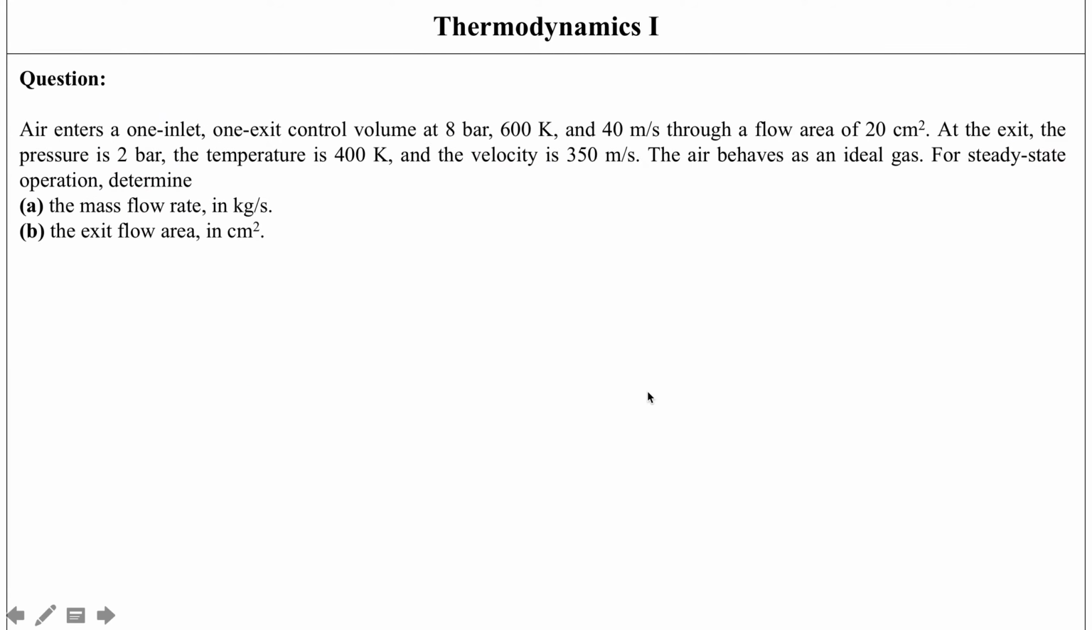Moving on though, I'm going to go to the next question now. And now you've got a case where you've got air that is entering a 1 inlet, 1 exit control volume. And you've got information that is given to you at the inlet, at the exit, and you've been told that air is behaving as an ideal gas, and it's steady state operation.